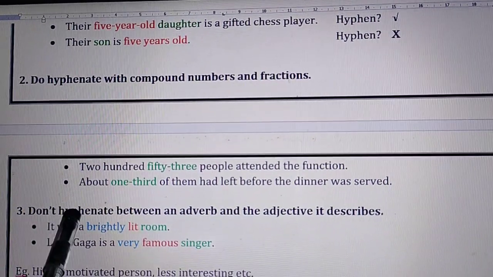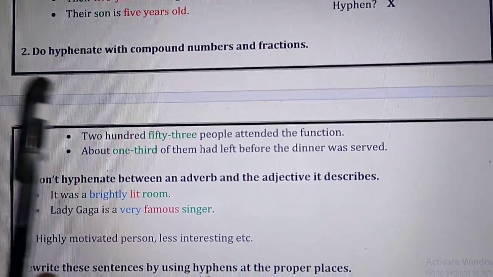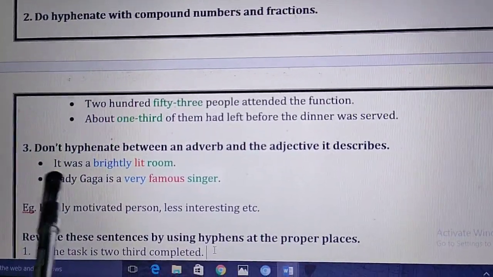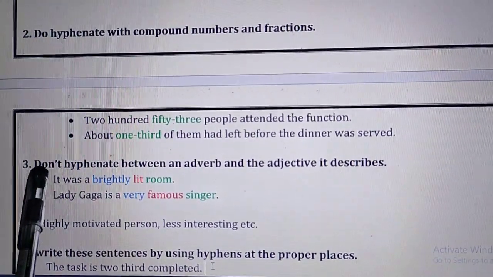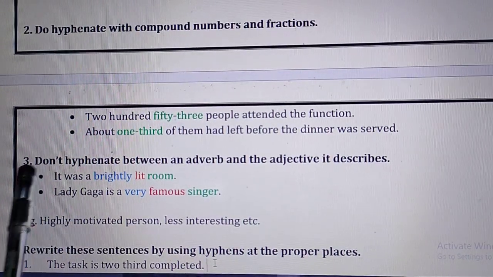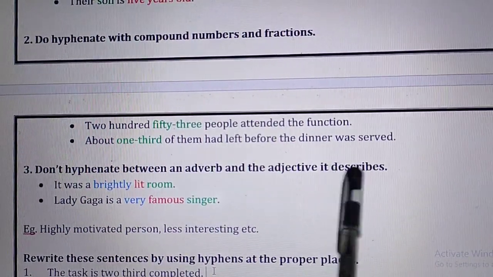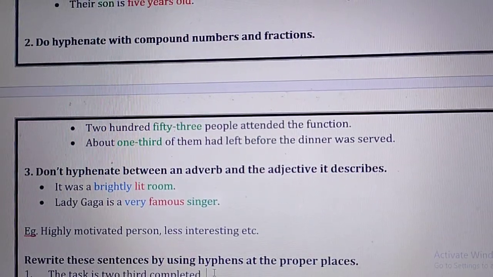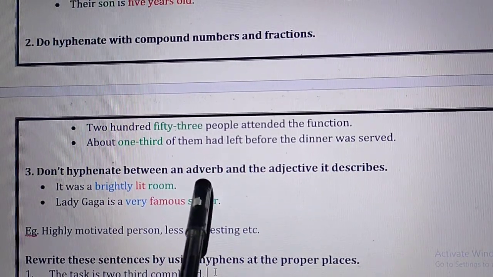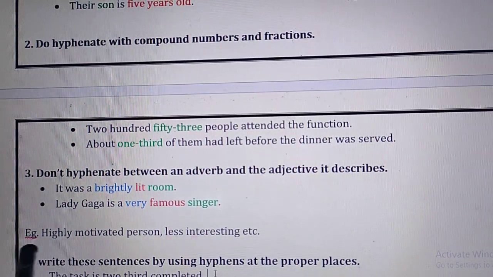Now, the above conditions are telling us when to use a hyphen. Now let us see what the conditions are when we shall not use a hyphen. Don't hyphenate between an adverb and the adjective it describes. So we shall not use it when the adverb and adjective combination is there.